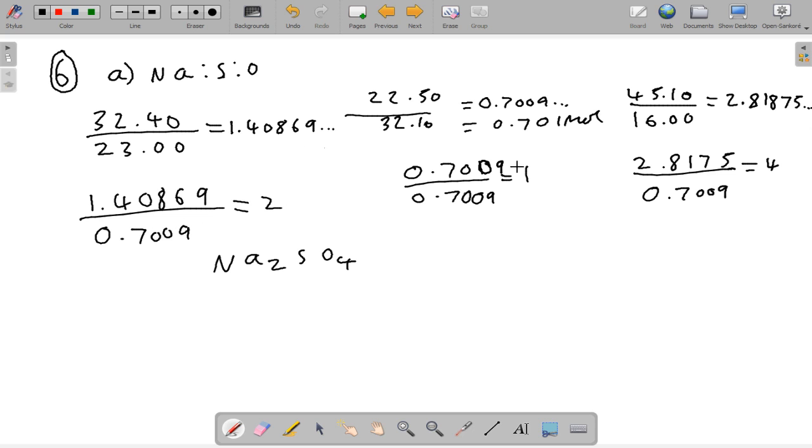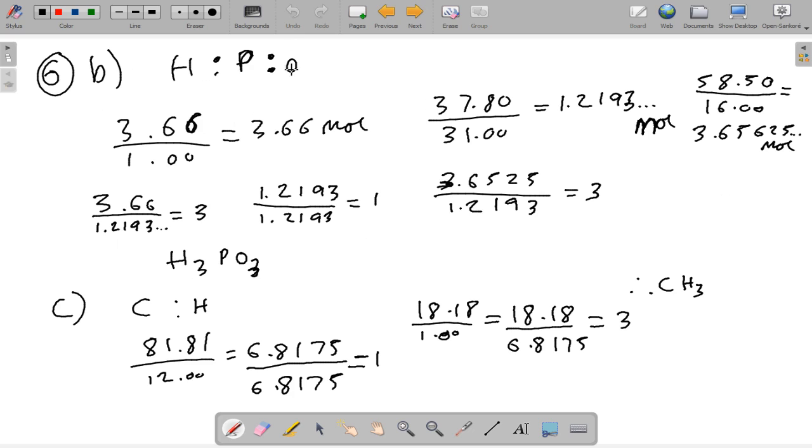That gives us 2. I'm rounding it up. It does not give you exactly 2. It gives you 2 point something. And the same here. Always gives you 1 when you divide it by itself. And this is about 4. So the empirical formula is Na2SO4. Da-da! And now we go to 6B.